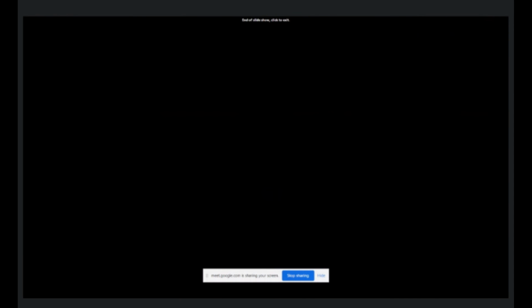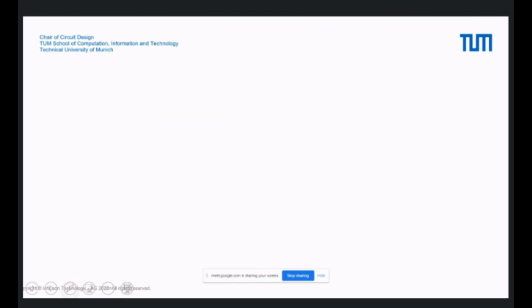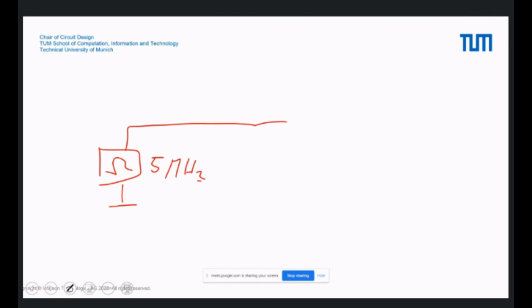You can put, at the beginning, a clock generator, for example, let's say a 5 megahertz clock. Then you have a trace here to design, and then you have a load here, for example, a resistance and a capacitance. And this load simulates your ADC.